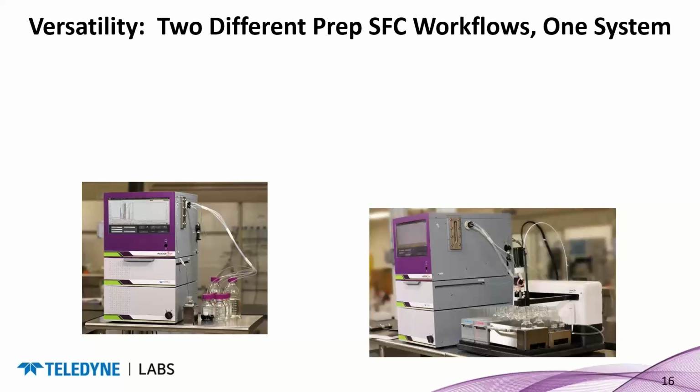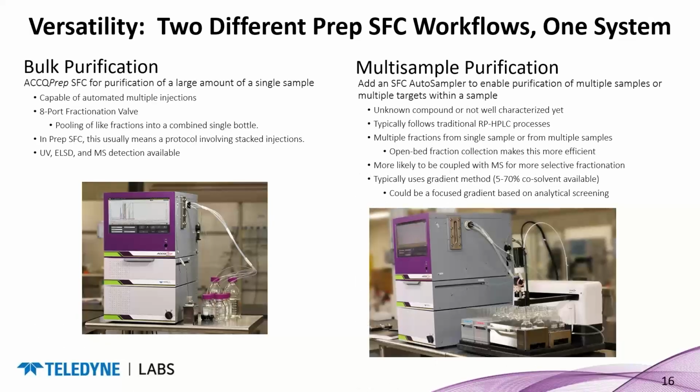Although if you add an autosampler like you see on the right, one of those 8 positions is used to feed into the autosampler. And you can run either mode and collect in open tubes like shown on the right. So we refer to those techniques as bulk purification with bottles versus multi-sample.